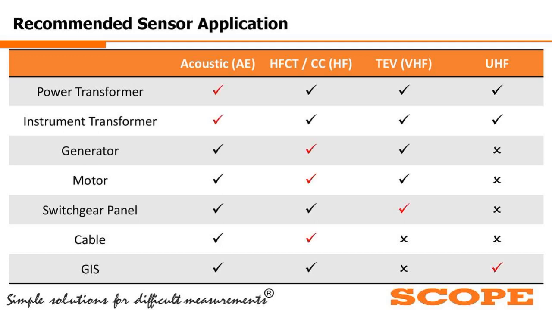So from this discussion, we can give this suggestion that the best possible sensor configurations are: acoustic, most suitable for transformer application; HFCT, most suitable for cable; coupling capacitor, most suitable for generators and motors; TEV, most suitable for the switchgear panel; and ultra high frequency sensors, most suitable for GIS. So this is a thumb rule we can keep as a reference.